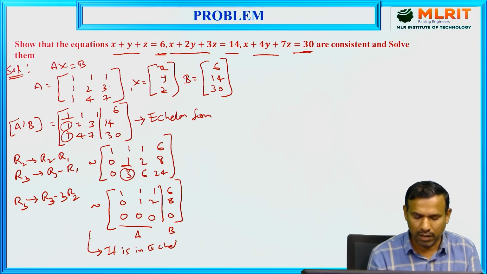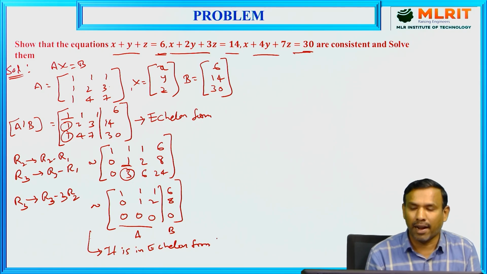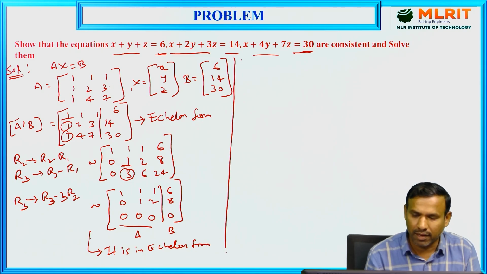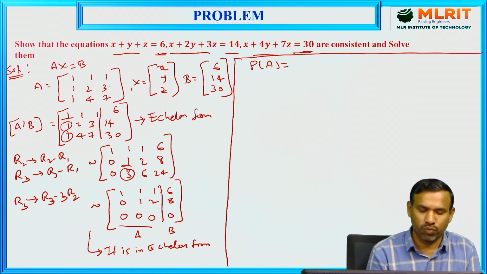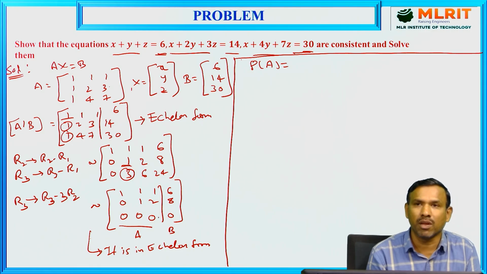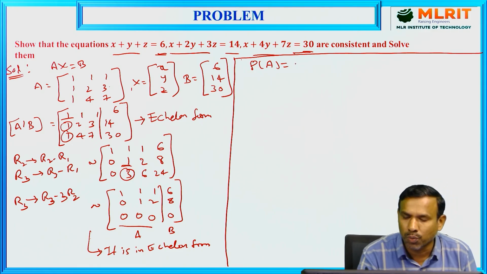Right? It is in echelon form. So once it is in echelon form, you can decide the rank. So what is the rank here? Rank of A is equal to the number of non-zero rows. Since the last row is becoming 0, rank of A is equal to 2.